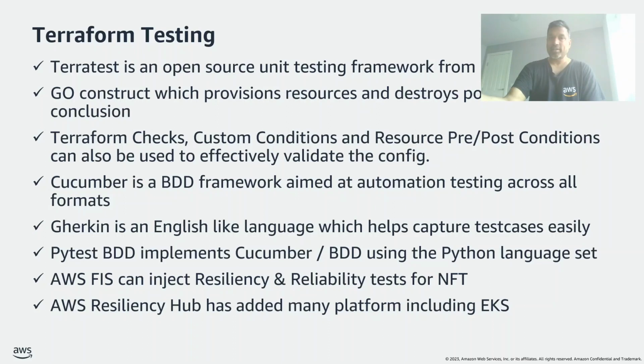Cucumber is one framework. It's a behavior driven design framework, and it's pretty common across automated testing in the industry today. It helps you write your test cases in an English-like format called Gherkin. This Cucumber framework is supported by many programming languages. There are many packages in Python which support it, Java supports it, and many languages support BDD style using Cucumber.